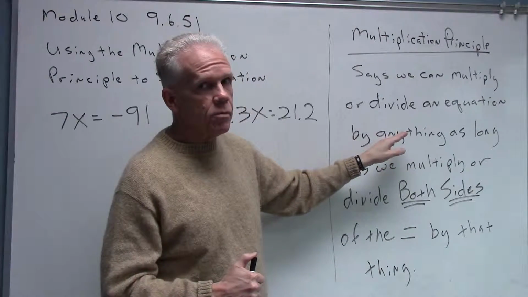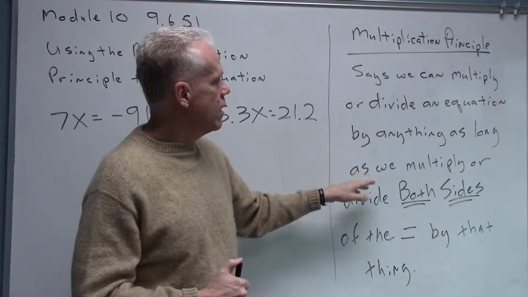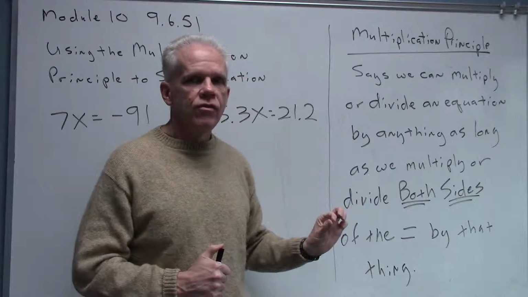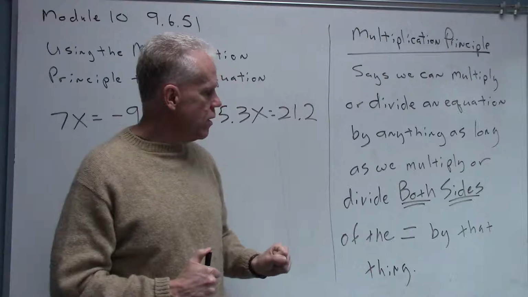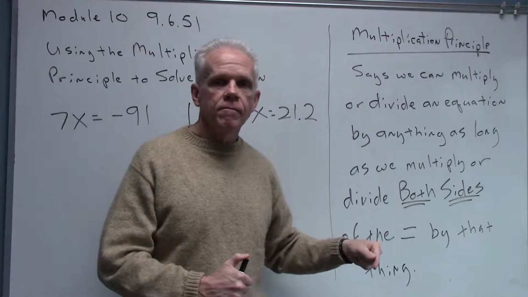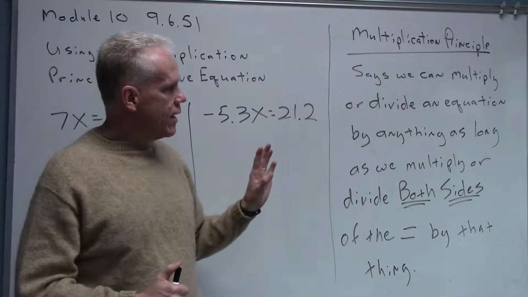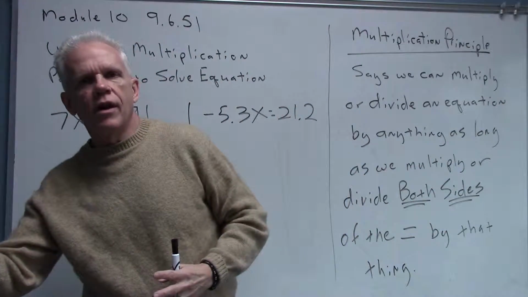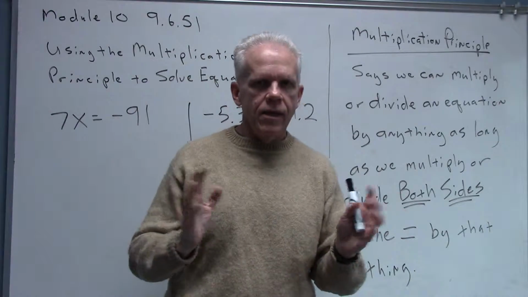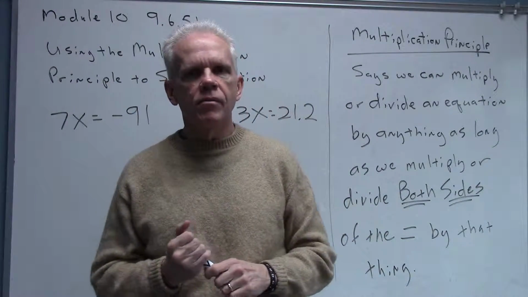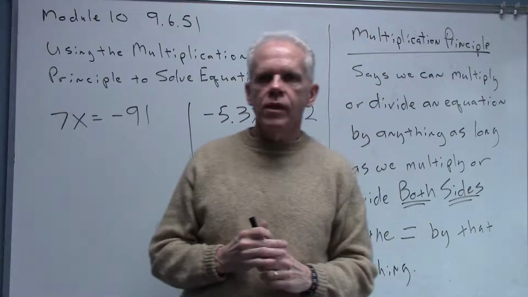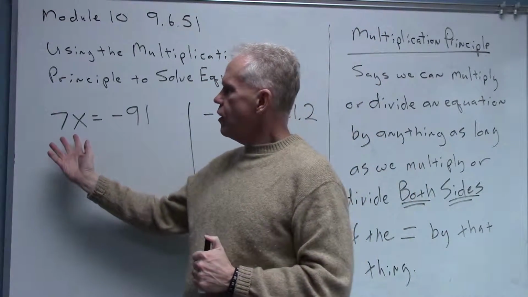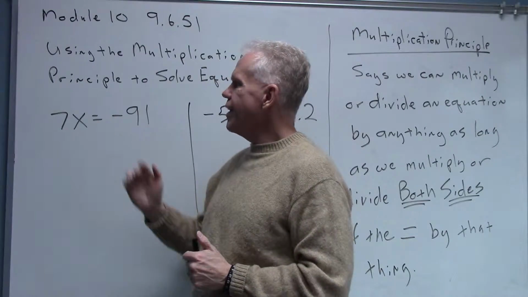We can multiply or divide an equation by anything as long as we multiply or divide both sides of that equation, both sides of the equal, by the same thing. So I can multiply one side of an equation by 5 as long as I multiply the other side of the equation by 5. We're going to see how that comes into play in this problem. What we've got here is an equation of 7x equals negative 91.